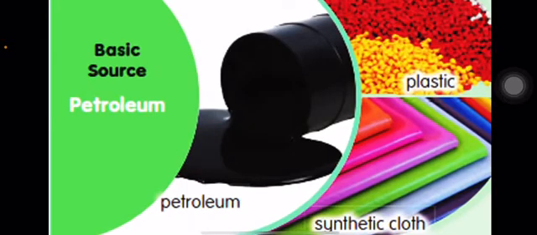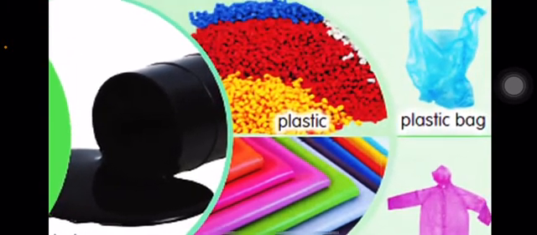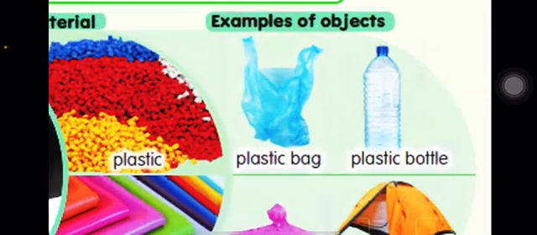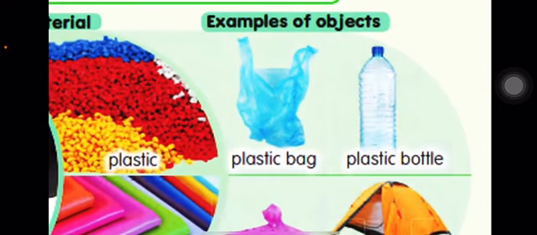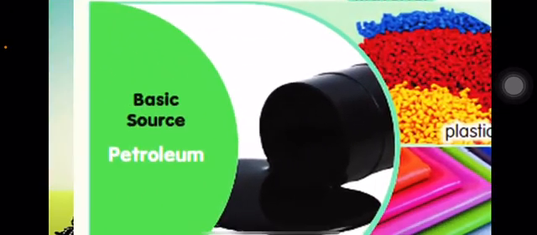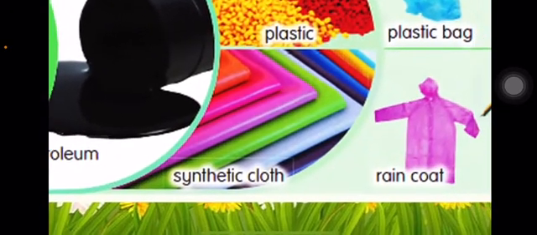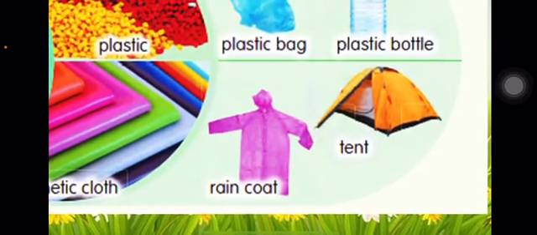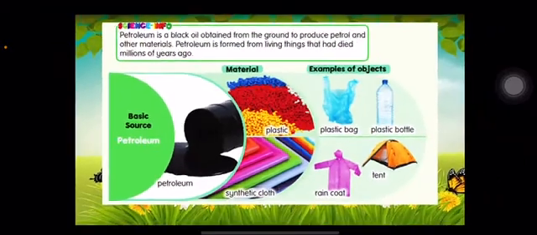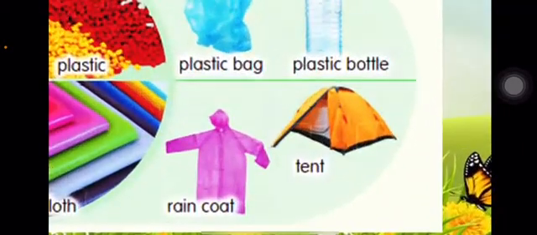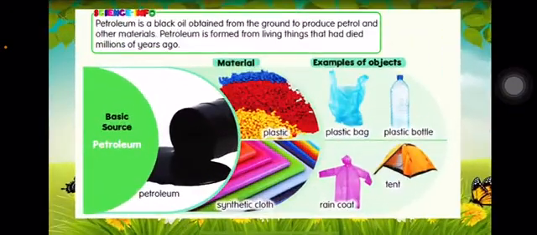From petroleum, we can make plastic, and from the plastic, we can make plastic bags and plastic bottles. So plastic bottles and plastic bags come from petroleum. And second one, synthetic clothes like raincoats and tents are made from petroleum. So the basic source of these materials is petroleum.